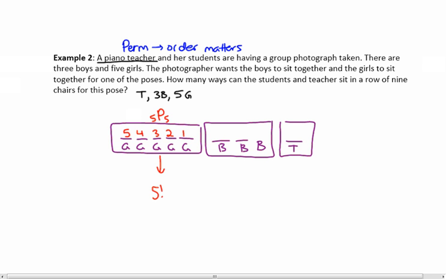The boys, it's the same thing with 3 boys. We want to arrange all 3 of them: 3, 2, 1, which is 3 factorial. And then the teacher, well, there's only one teacher, 1 factorial, or 1. Just arranging them in their individual groups.